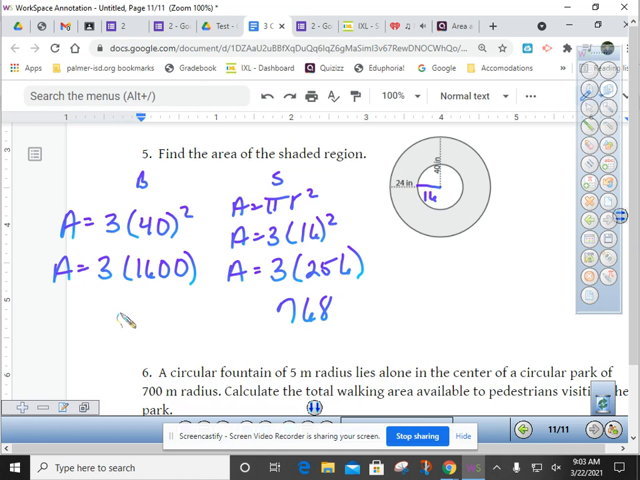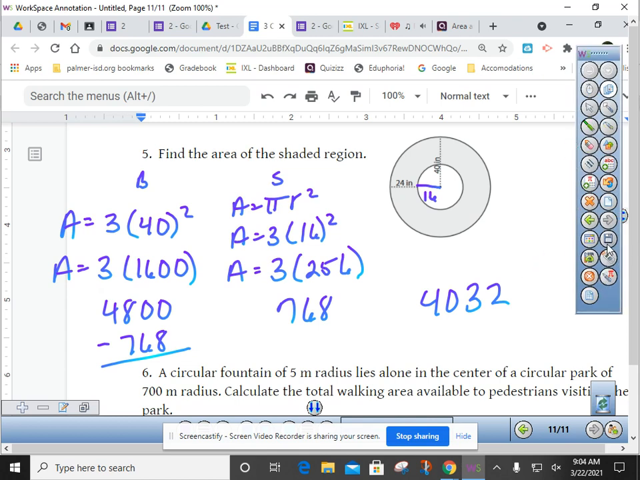4,800. Good. Now what do we do here? You subtract them. What is it? 4,032. Perfect. And there is the big one, there is the small one, subtract them.